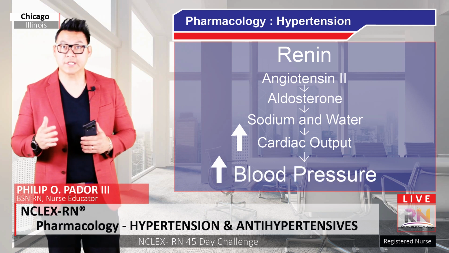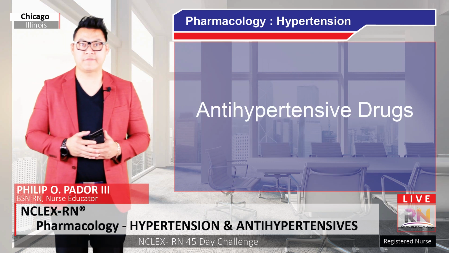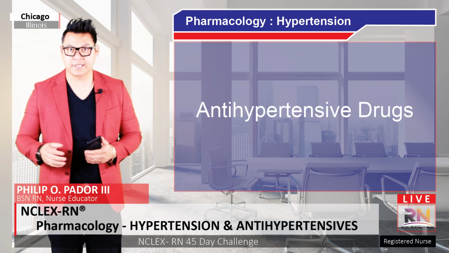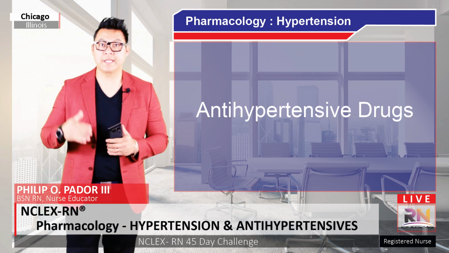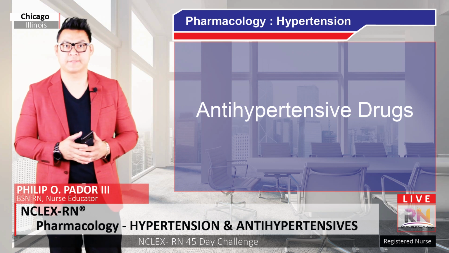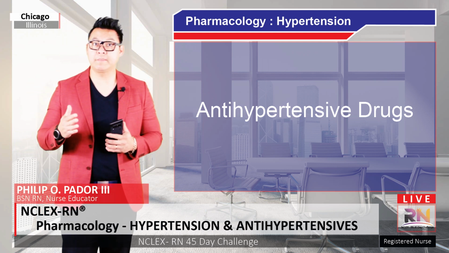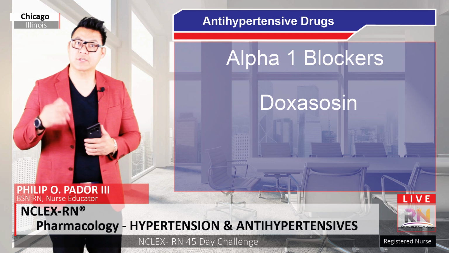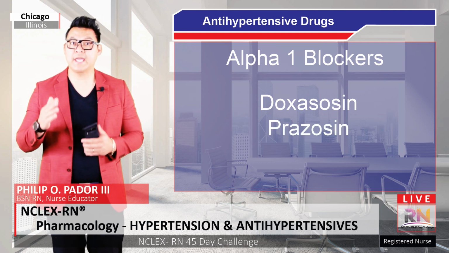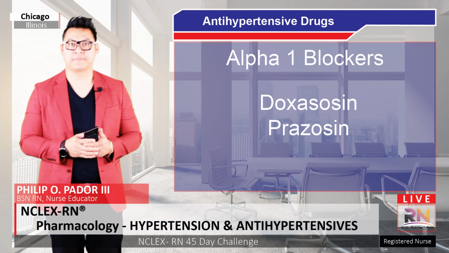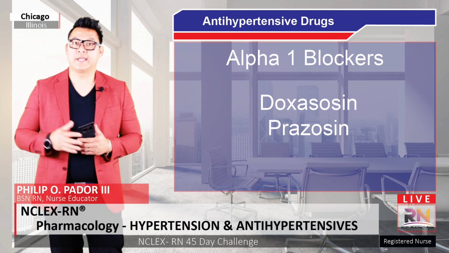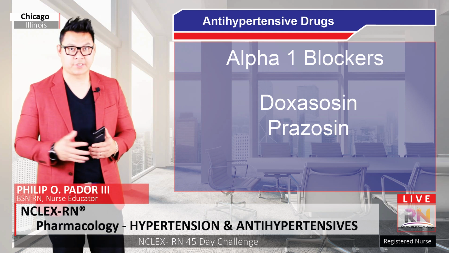Now, let's switch gears and talk about antihypertensive agents. So there are several major classes of antihypertensive drugs, which work by interrupting different parts of these blood pressure regulating systems. First, we have the alpha-1 blockers, such as doxazosin and prazosin, which block alpha-1 receptors on the smooth muscles, thus causing a decrease in systemic vascular resistance and ultimately a decrease in blood pressure.